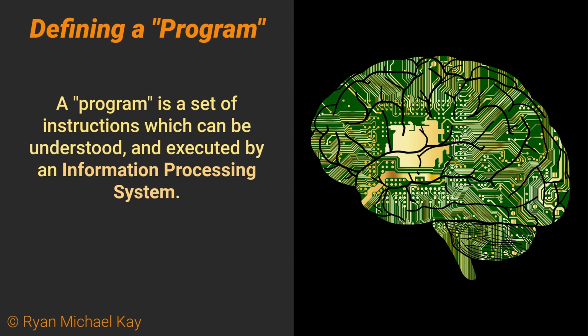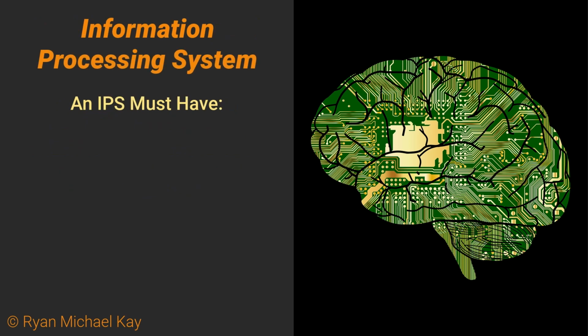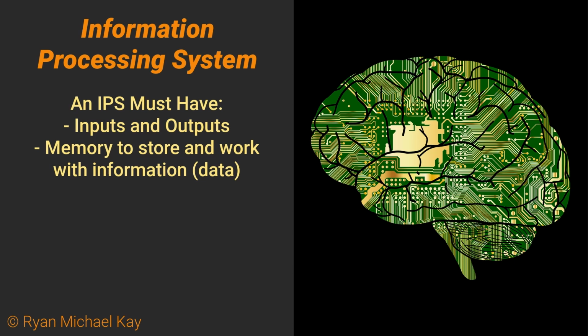A program is a set of instructions which can be inputted, understood, and executed by an information processing system, or IPS. What is an IPS? Well, to be specific, I define an IPS as anything which has the following characteristics. Some kind of input-output systems, like a keyboard, mouse, monitor, ears, eyeballs, or vocal cords, all of which can take information in and out of the system. It must also have some way of representing and storing the information in various forms, such as numbers, letters, images, sounds, and so forth. Finally, it must be capable of processing the information, usually to solve some kind of problem.